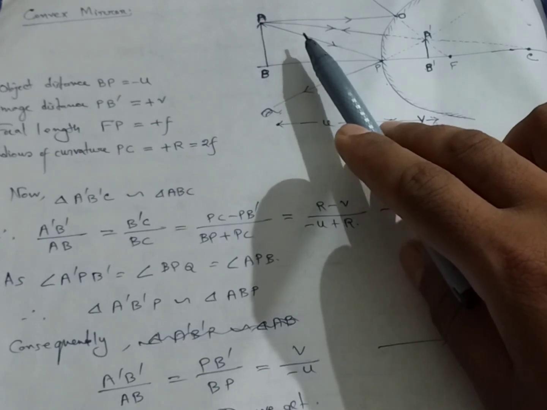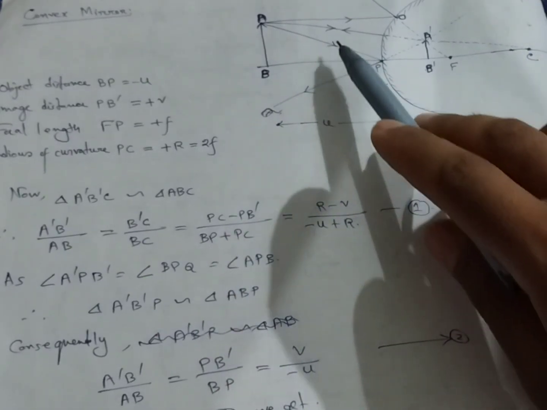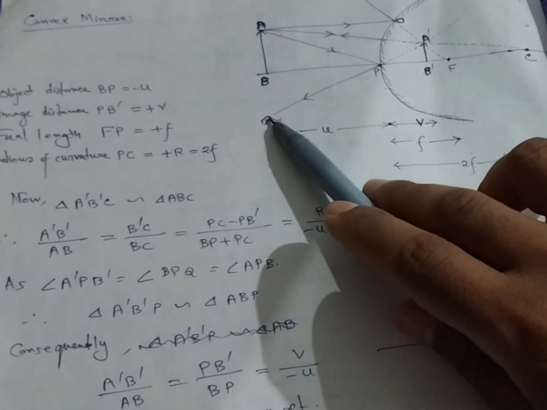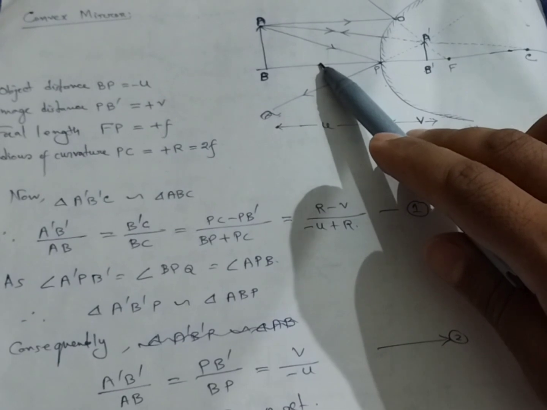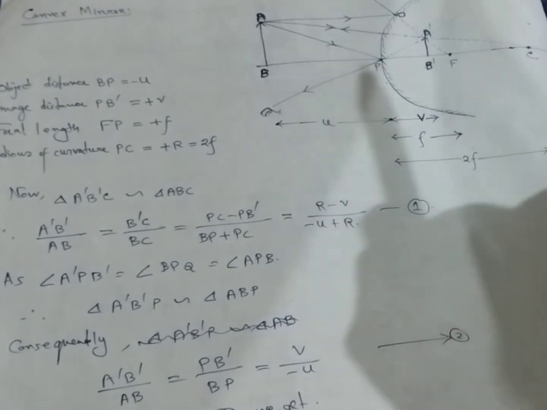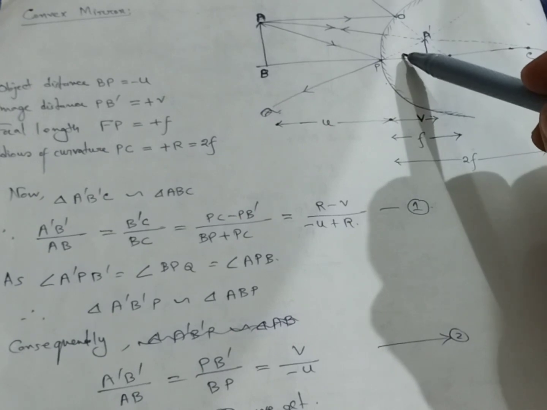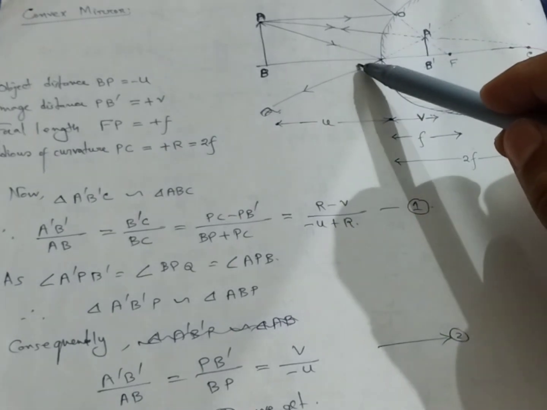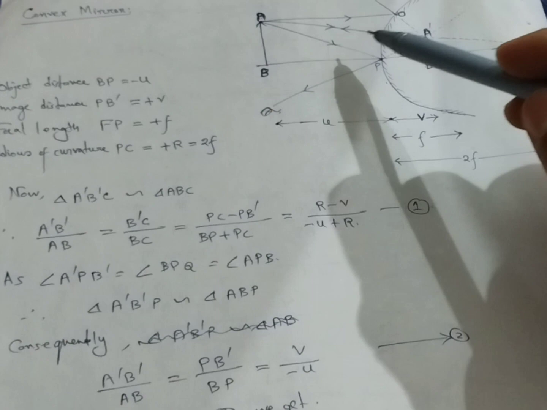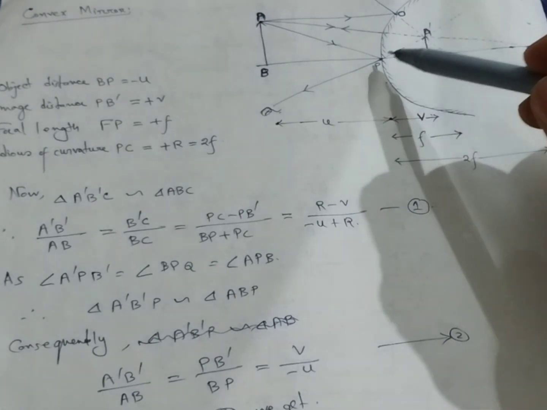because according to the law of reflection, the angle of incidence is equal to the angle of reflection. This is the incident ray, this is the reflected ray, and this is the normal. So the angle of incidence is equal to the angle of reflection. This angle is equal to this angle, being opposite angles, and this angle is equal to this angle. So we can write that angle APB is equal to A dash PB dash.